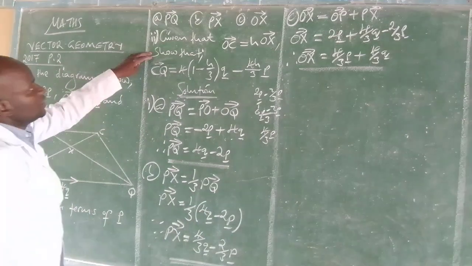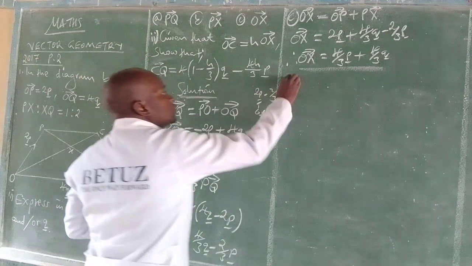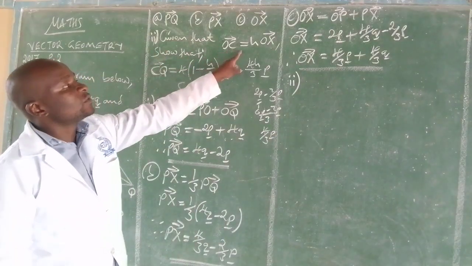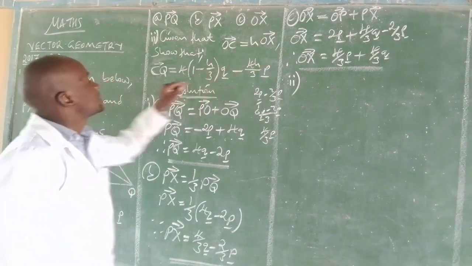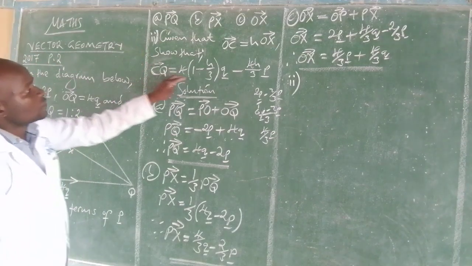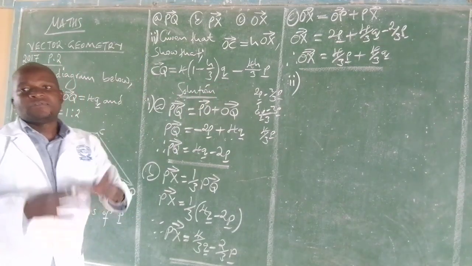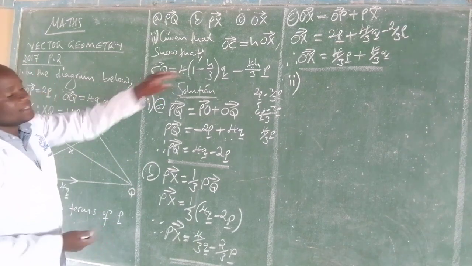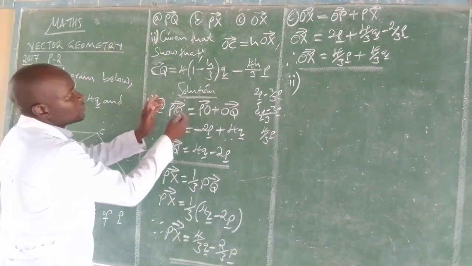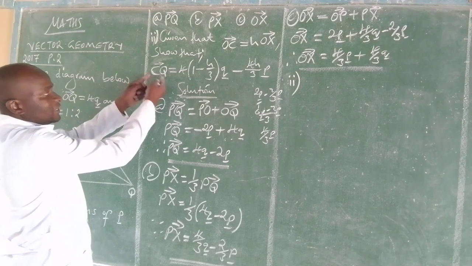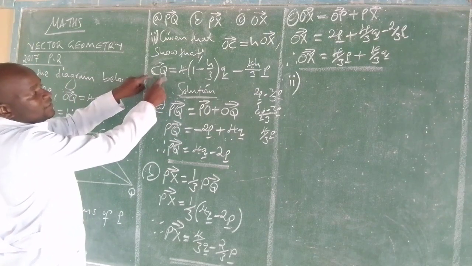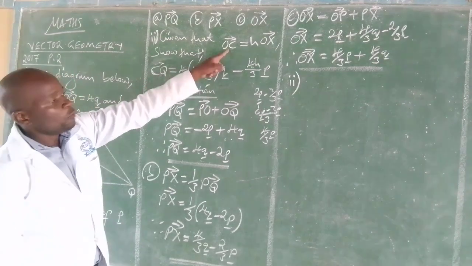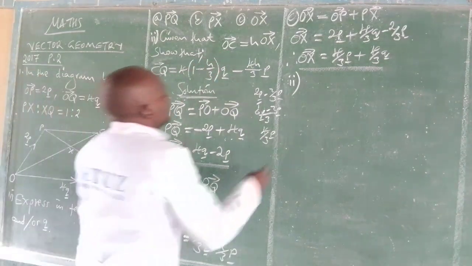Now, coming to question 2, which says: given that vector OC is equal to h vector OX, show that vector CQ is equal to this. Whenever you are proving any question, the other way of saying this is, they are simply telling you to find vector CQ. While finding vector CQ, use a route which will have OC. So we should first find OC.